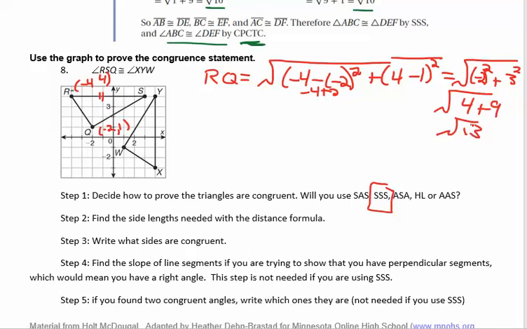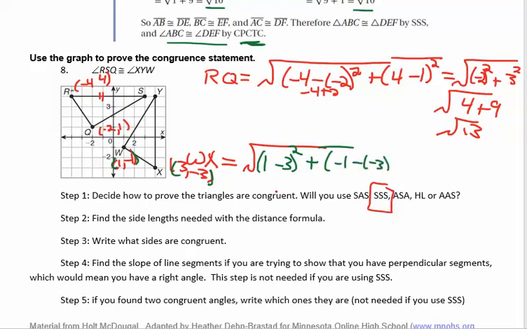And then you can do the side that you think will match it, WX, let's do that, and see if we get the same thing, and then we'll have one pair of corresponding sides being congruent. So for WX, this one is 1, -1, and this one is 3, -3. The difference in the x-coordinates would be 1 minus 3, and I need to square that, and the difference in the y-coordinates would be -1 minus -3. Square that.